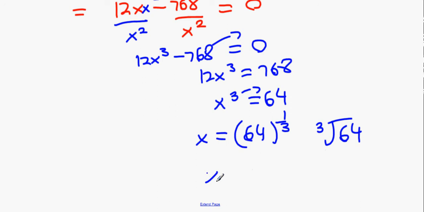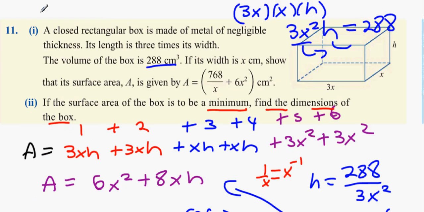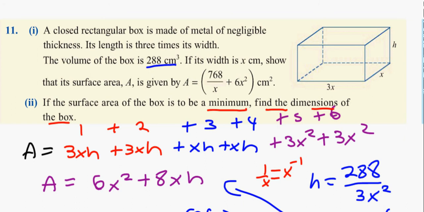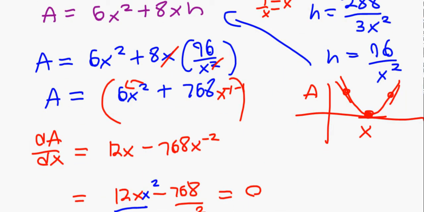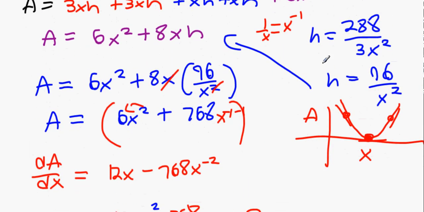Either one gives you the answer of 4. X equals 4. Now if we know x equals 4, this means the dimensions will be: if x is 4, the width is 4, the length is 3 times 4, which is 12. Now we've got to find out what h is. And we already have a formula for h. H equals 96 over x squared.